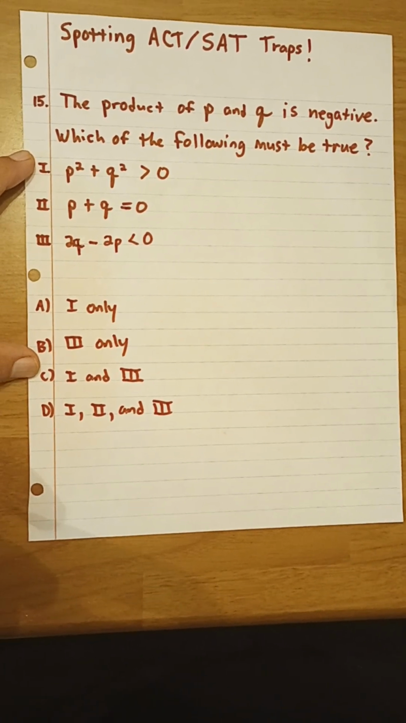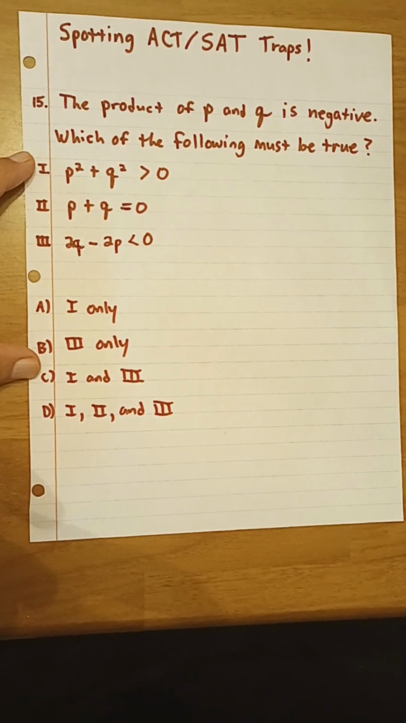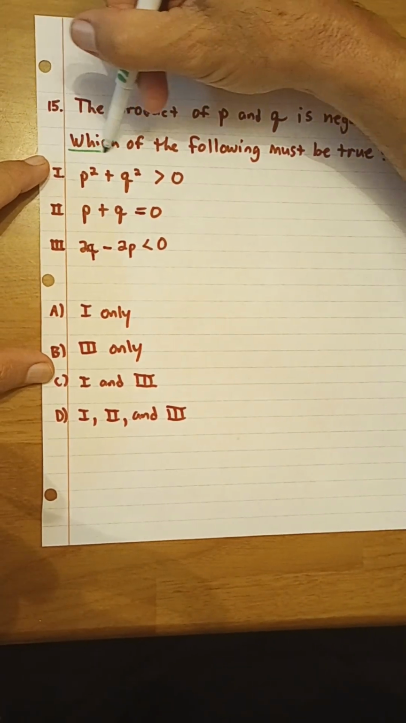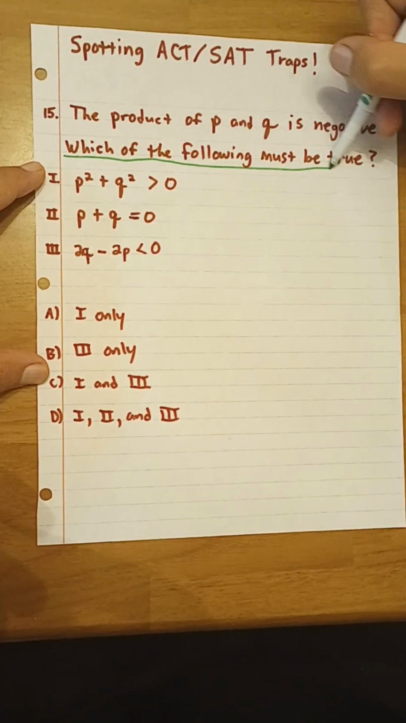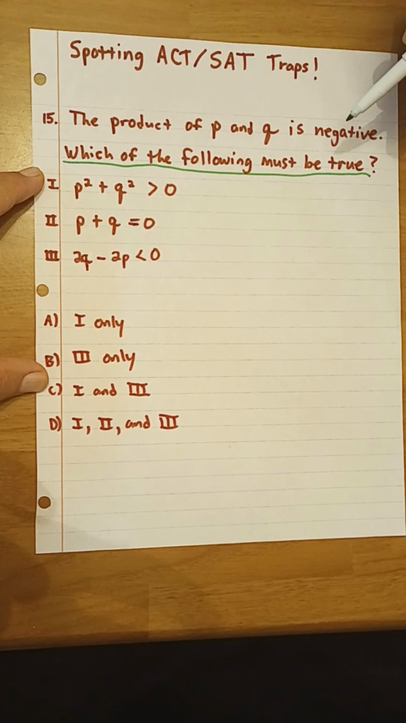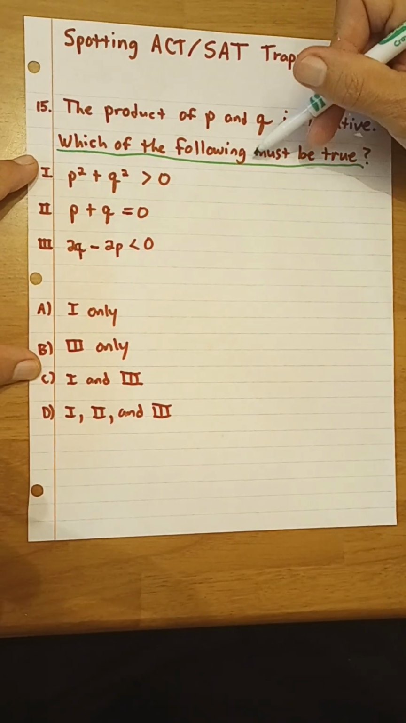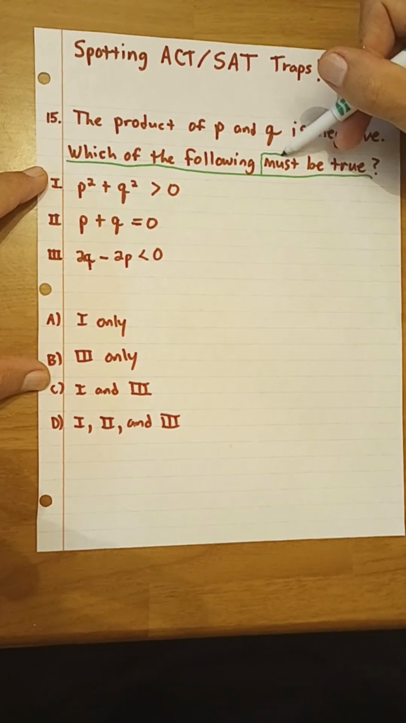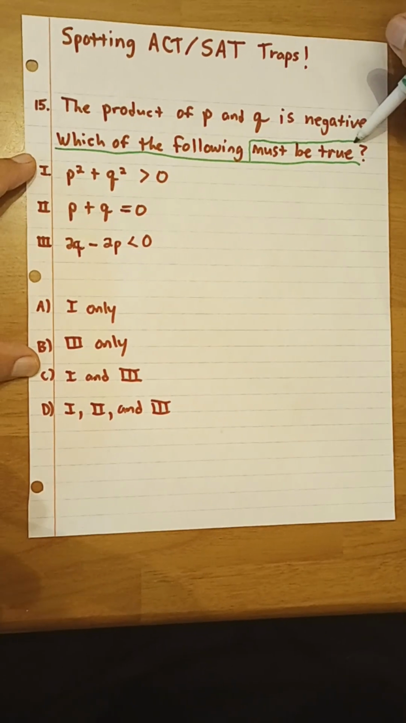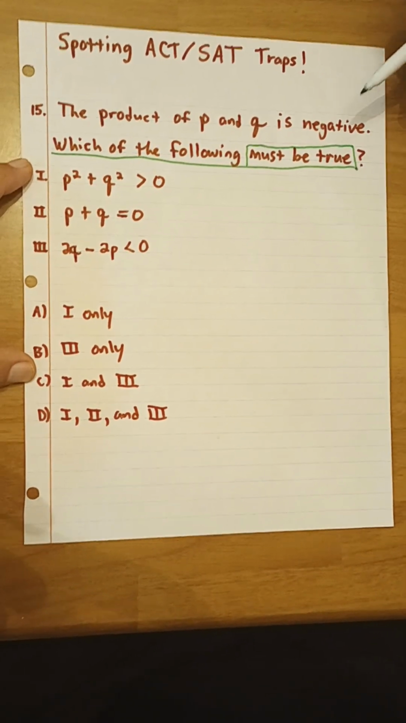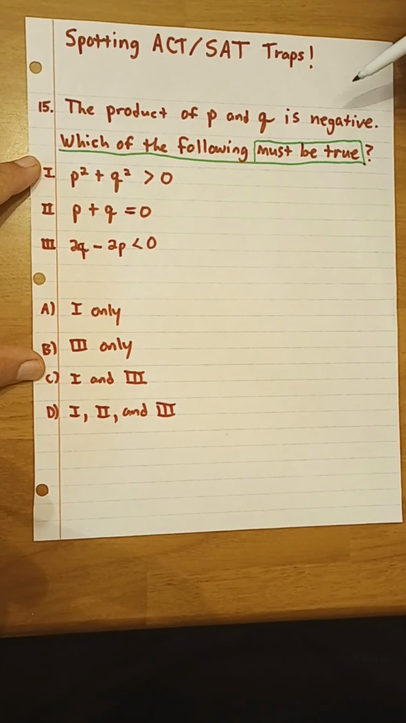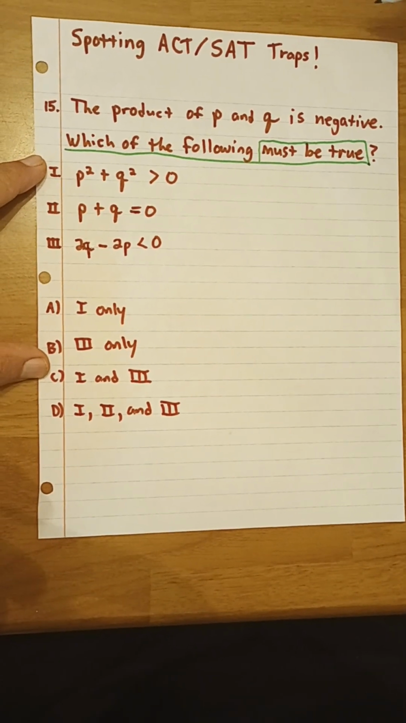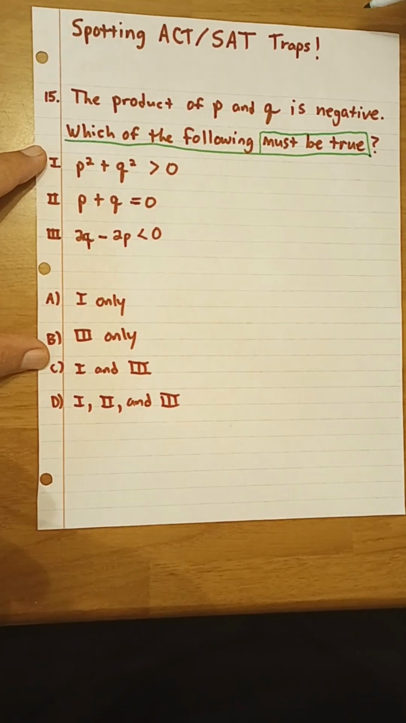We have the product of P and Q is negative, and then the question is, which of the following must be true? Now, we need to be very careful here because this is a question in which they ask what must be true, not what could be true. So if something could be false, it's out, right? So let's see what we have here.